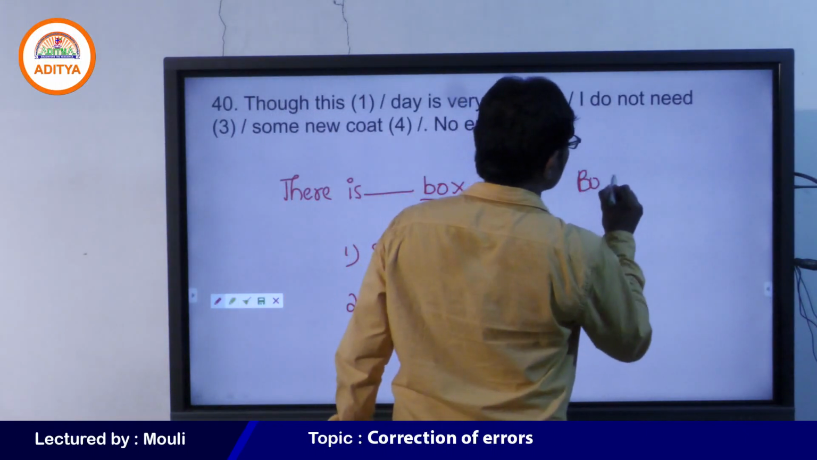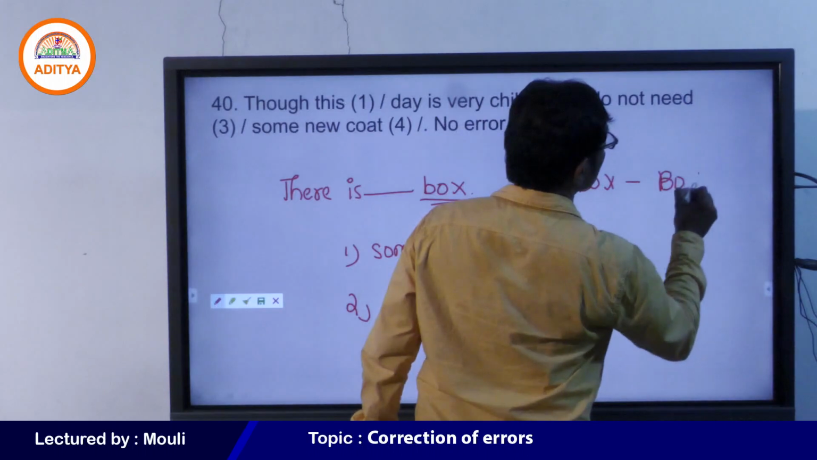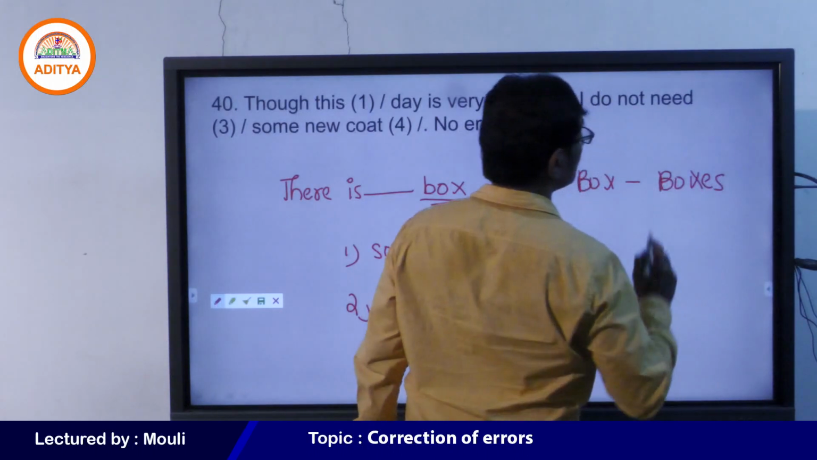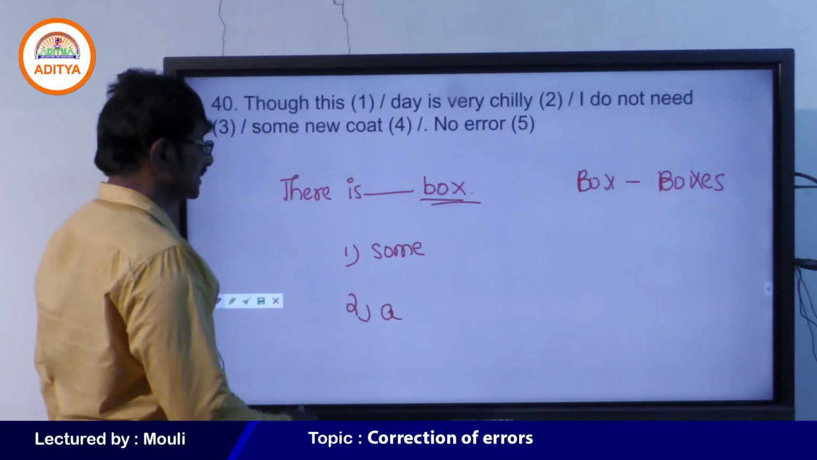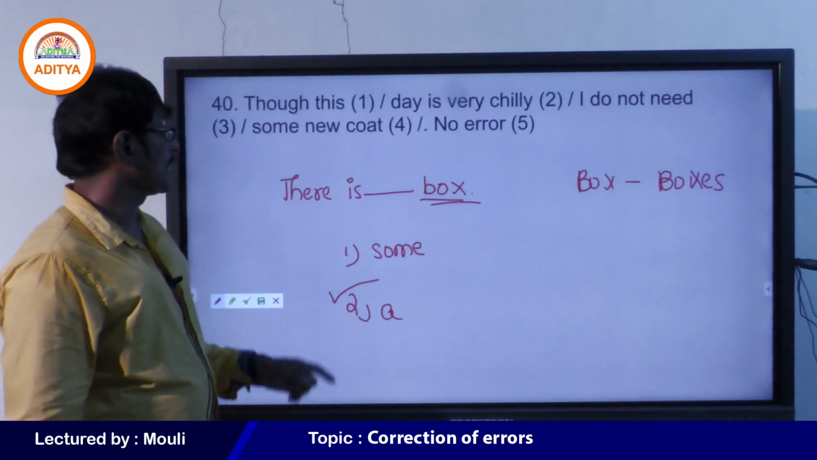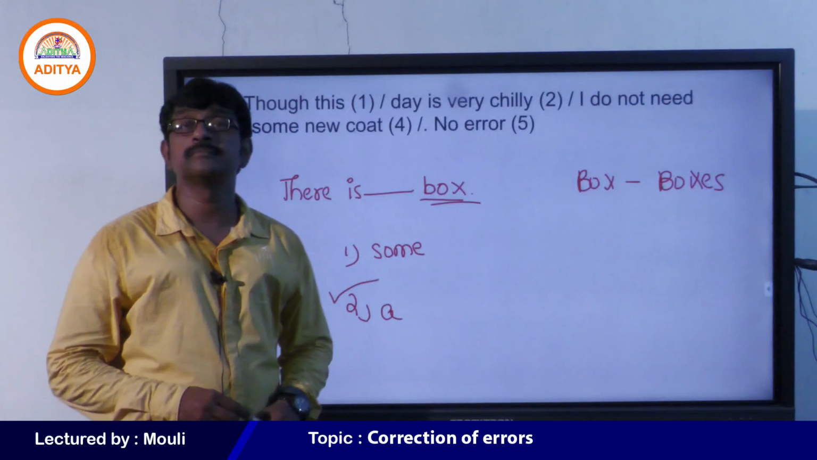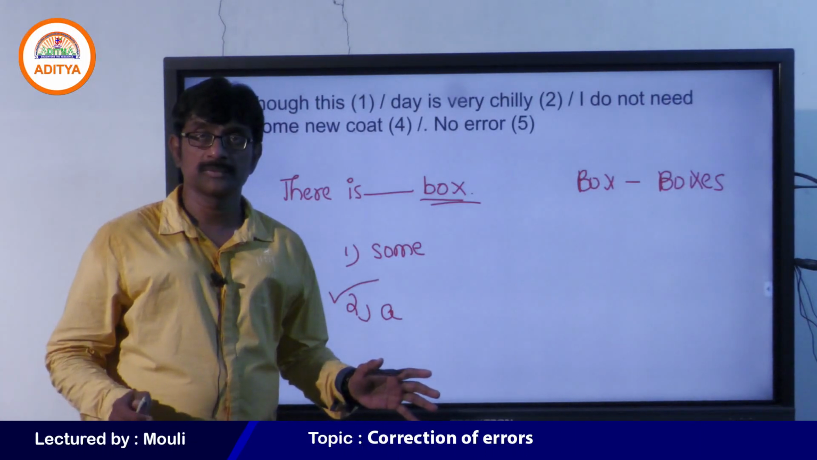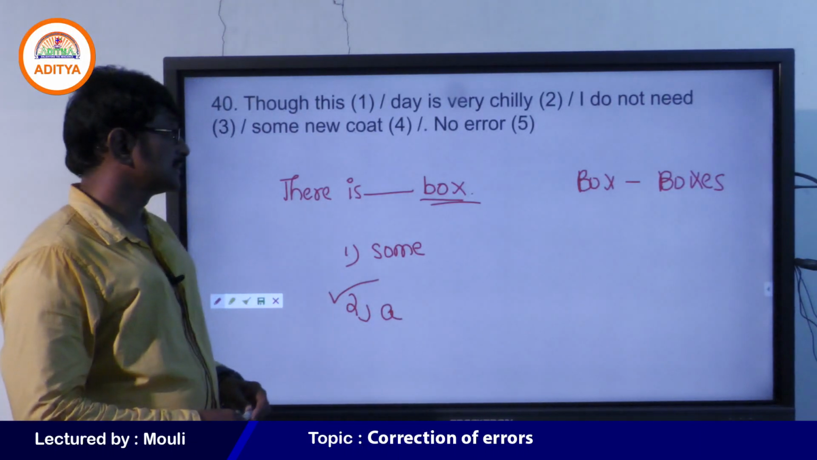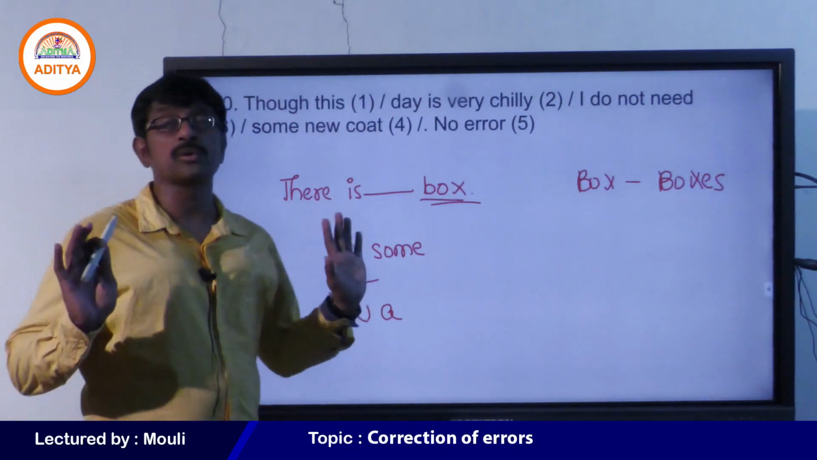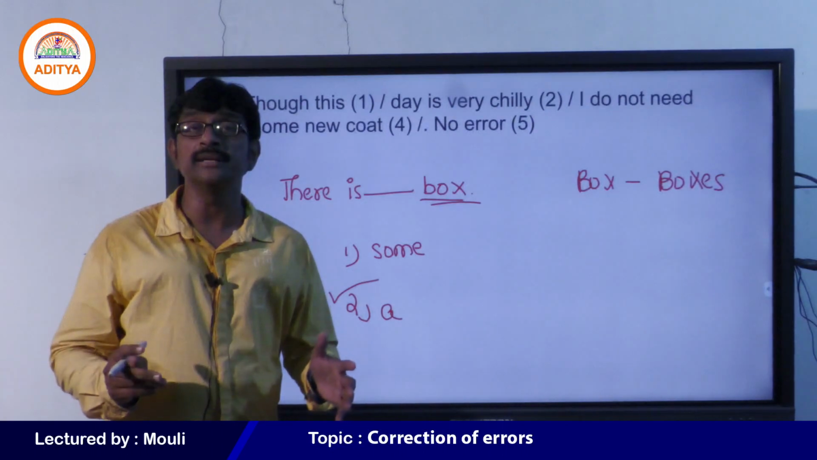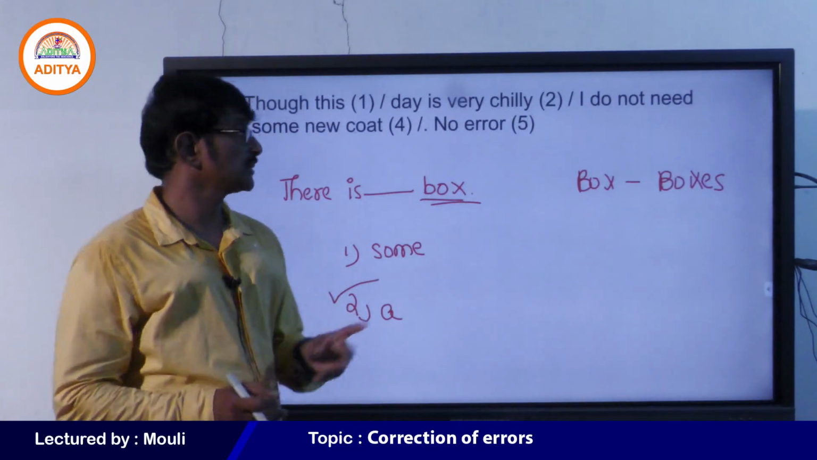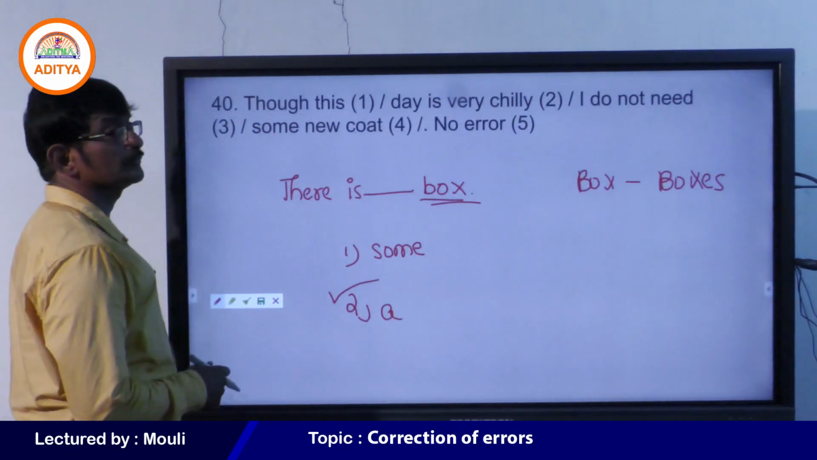How can you say box is singular? Box is singular, boxes is plural. Hence, we must go with "a." There is a box. That's it. It is not "there is some box." We cannot say "there is some box." We can say only "there is a box." That's it. Okay, students?